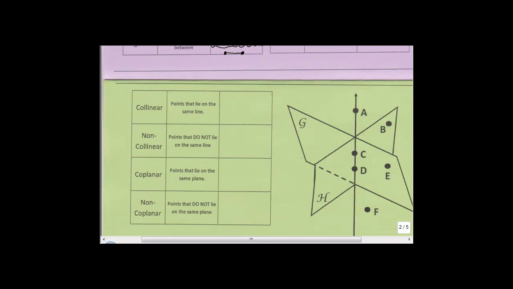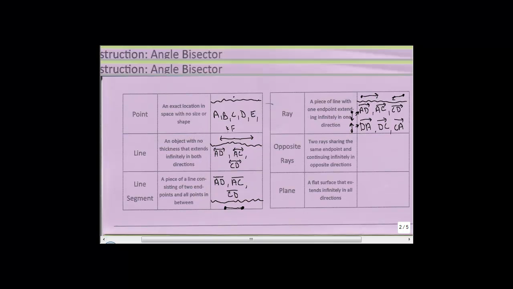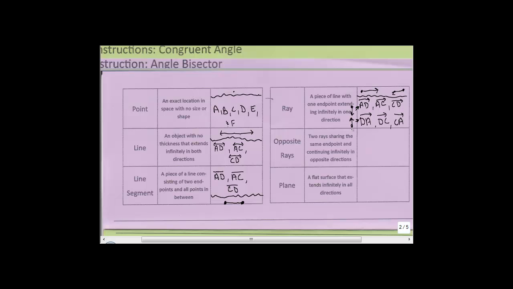Opposite rays are 2 rays sharing the same endpoint and continuing infinitely in opposite directions. With opposite rays, there will always be a list of 2 rays because, of course, they're opposite. So you always have to write it as 2 rays. If we talk about C being the common endpoint of 2 rays, there is the ray CA, and that goes that way forever and ever. And then there is the ray CD. So those are my 2 rays. That is the only way that I can make opposite rays out of this line. So that was CA and CD.